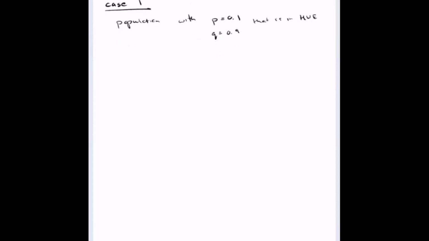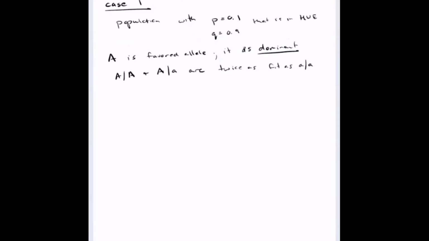But in this first case, we want to consider the scenario in which the A allele is the favored allele and it is dominant. What that means is that the AA genotype and the big A, little a genotype are equally fit, and they're twice as fit as the homozygote for the recessive allele.